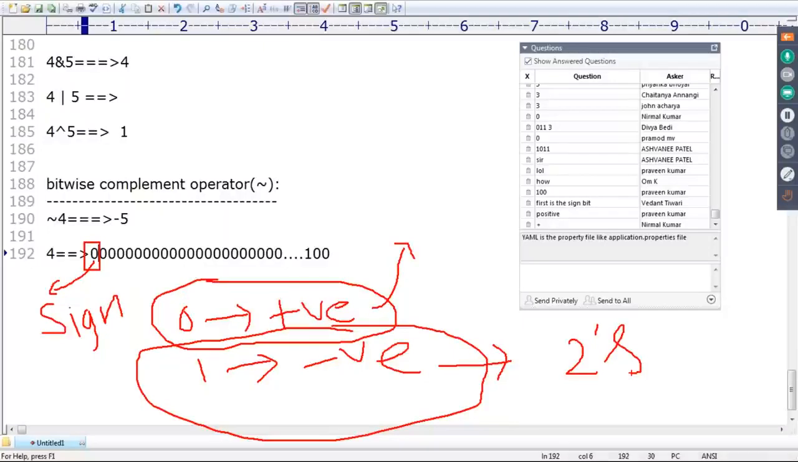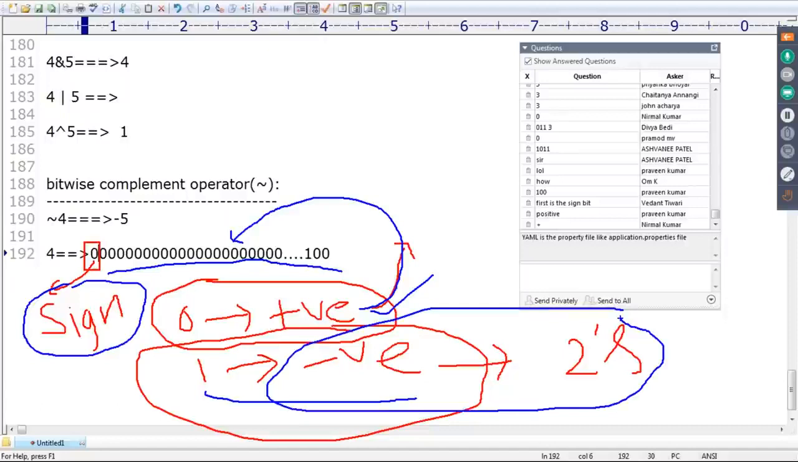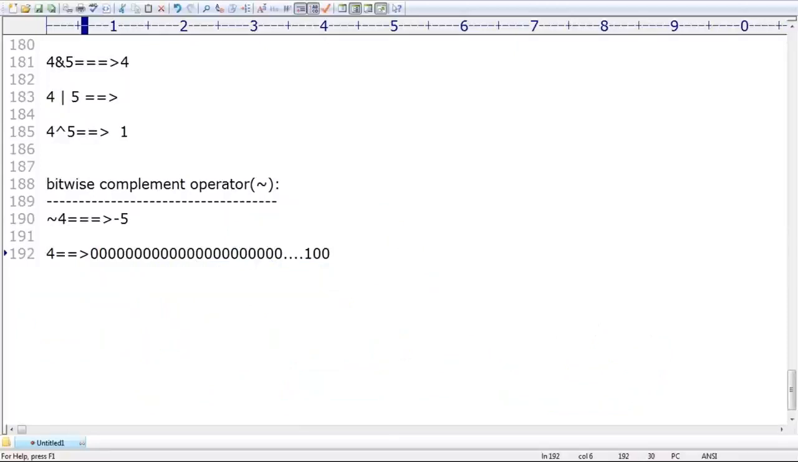The first bit, the most significant bit, acts as the sign bit. 0 means positive number, 1 means negative number. Next, positive numbers will be represented directly in the memory like this, but negative numbers will be represented in 2's complement form. Are you able to understand? Are you keeping these points in your mind?